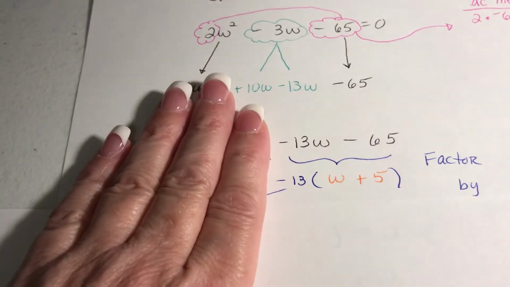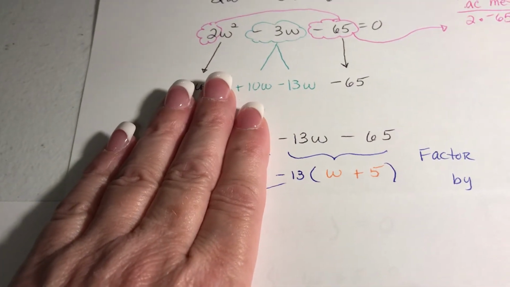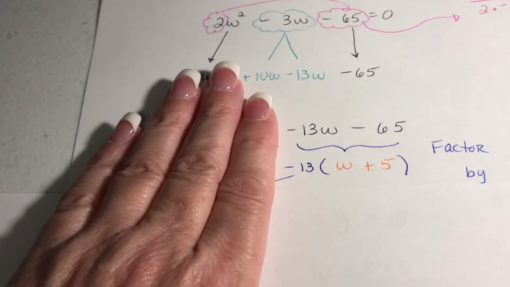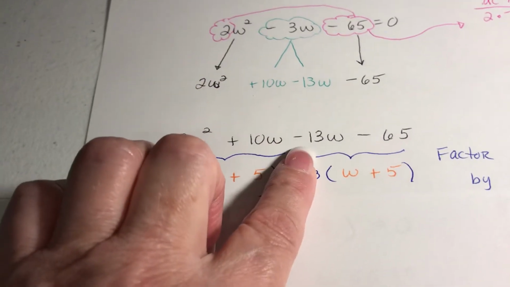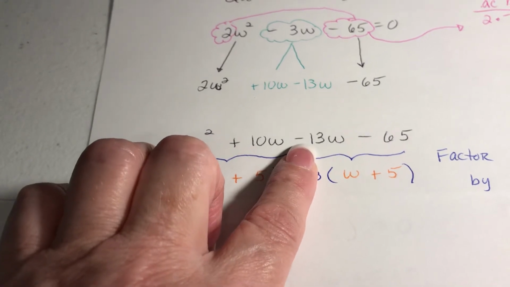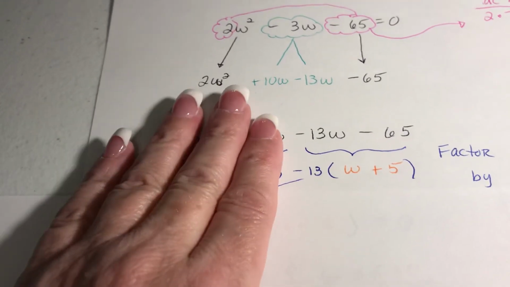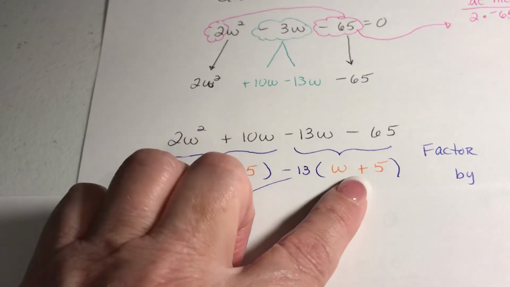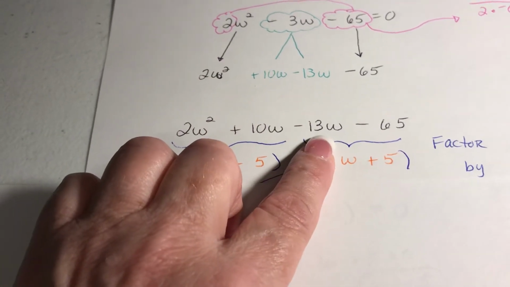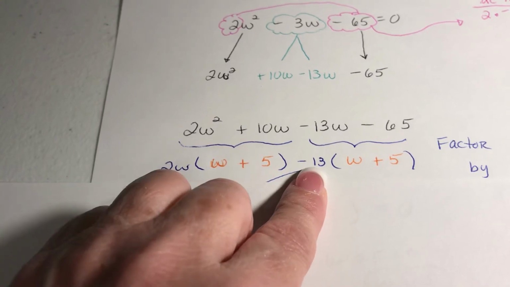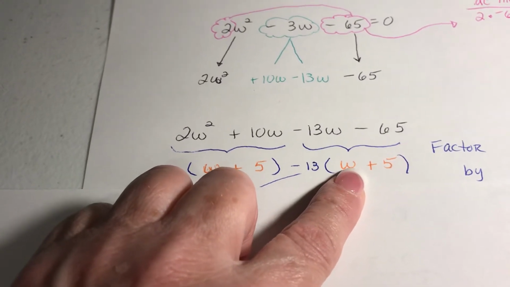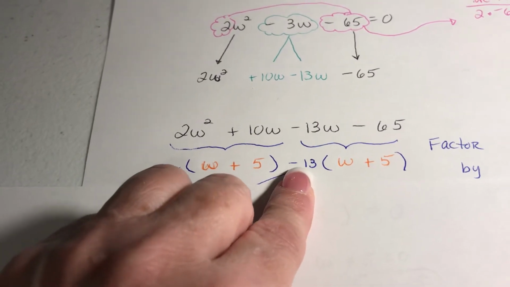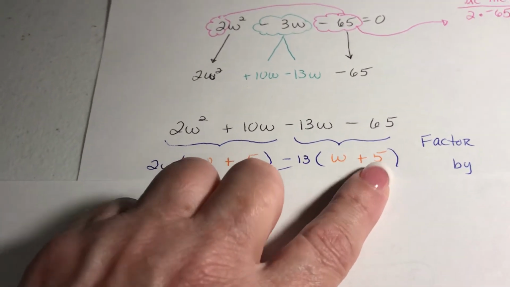Now I pick up the back 2, a minus 13w and a minus 65. You're going to factor out a minus 13. If this had been a plus 13, I would have factored out a positive 13. But since it's a negative, I'm going to pull out a negative. And when I factor -13 out, I get w plus 5. -13w divided by -13 gives me a positive 1w. -65 divided by -13 gives me a positive 5.